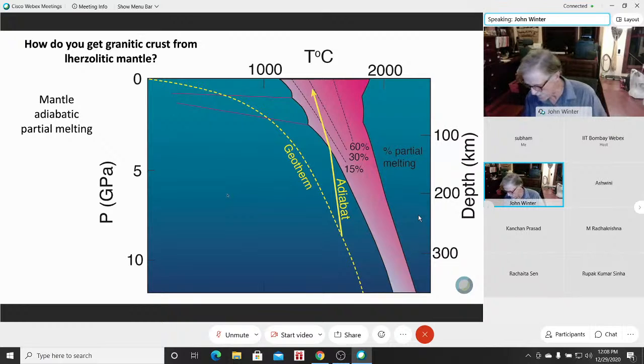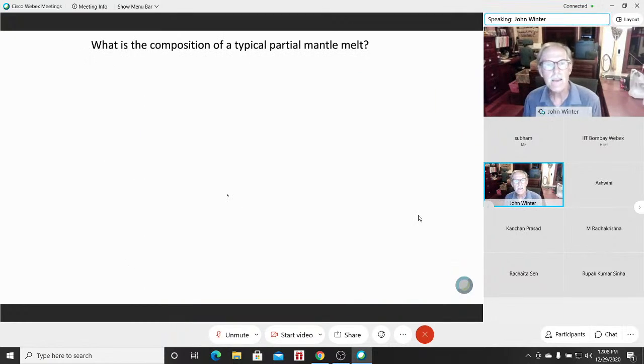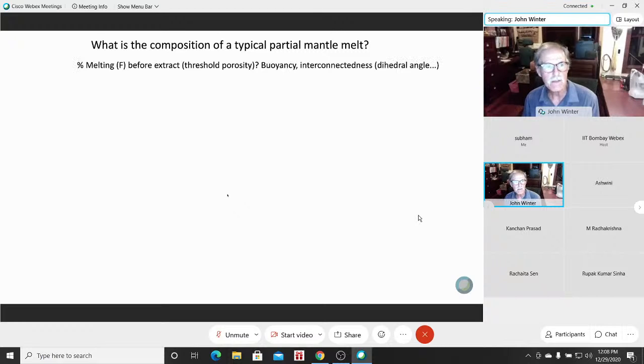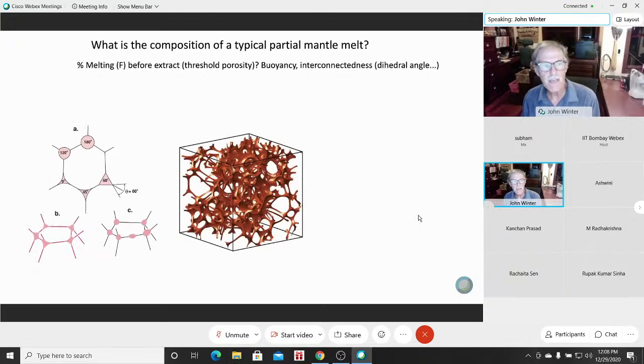What is it you do make at this point? What is going to be the composition of that, let's call it a typical partial mantle melt? Well, there's a lot of ways to approach this. You can look at the amount of melting required before you can extract the melt. There's some threshold porosity. Then you can look at the buoyancy of the melts produced once it's reached that porosity and the interconnectedness of that. I mentioned dihedral angle here.